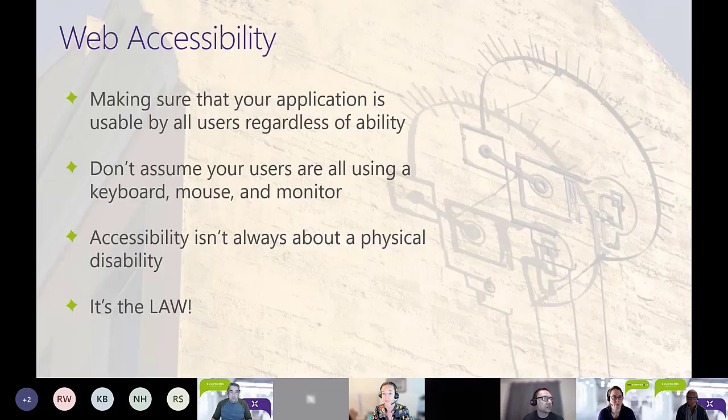So when talking about web accessibility, the first thing to do is to make sure that it's usable by all of your users, regardless of what their ability is. It's important to make sure that you don't assume that your users are using a keyboard, a mouse, and a monitor.